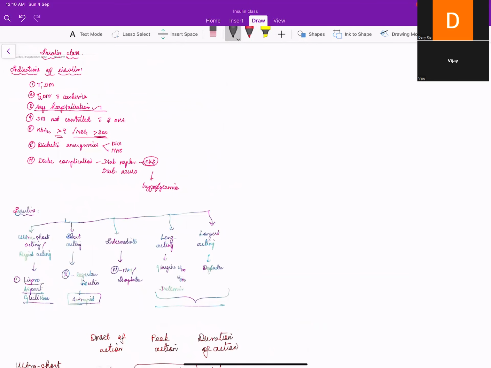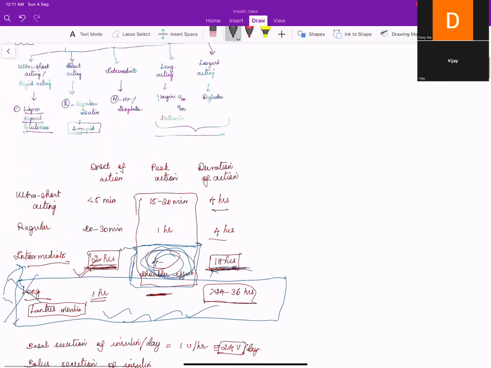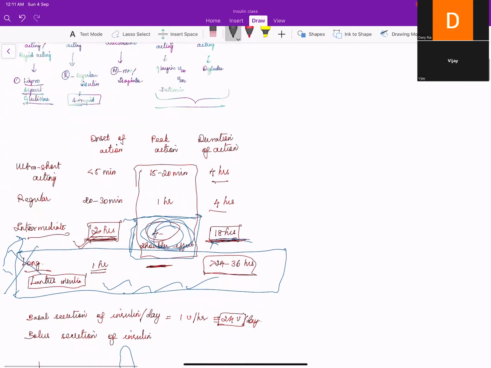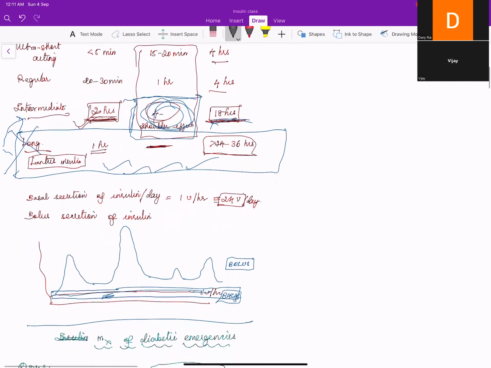Insulin: ultra short acting, short acting, intermediate acting, long acting, ultra long acting. Ultra short acting are Lispro, Aspart, and Glulisine, which is Apidra. Short acting is regular insulin, Actrapid. Intermediate is NPH. Long acting is Glargine, called Lantus, and Detemir. Ultra long acting is Degludec. Then we learned about the onset of action, peak action and duration of action of each.